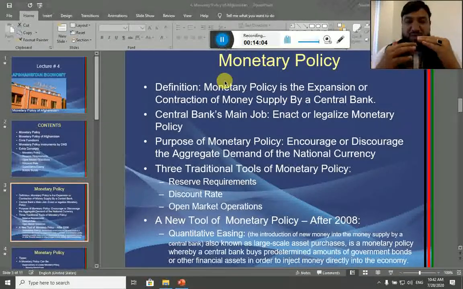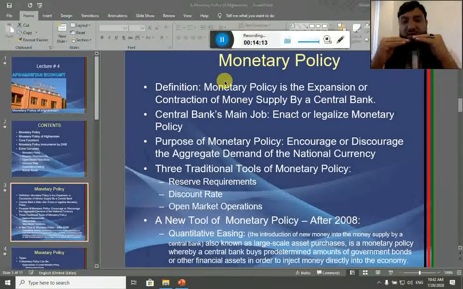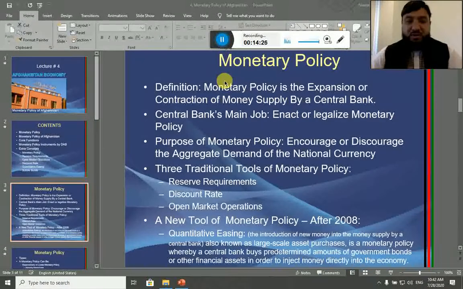And demand is discouraged. Once again I'll give you that example: when demand and supply are parallel and we increase supply, what will happen? Demand is at the same place and supply is more, so demand is discouraged, right? And that is called expansion of the money supply with the help of reserve requirements. Hope you understood.